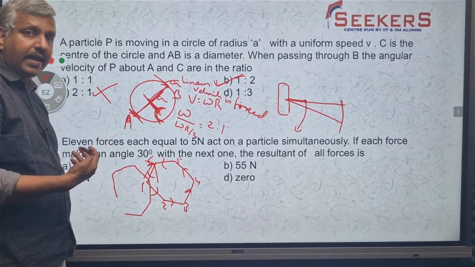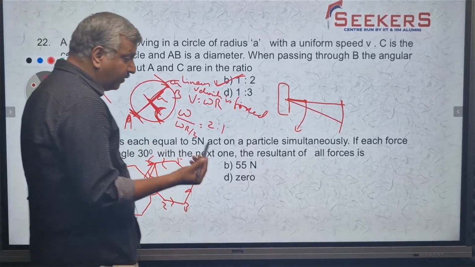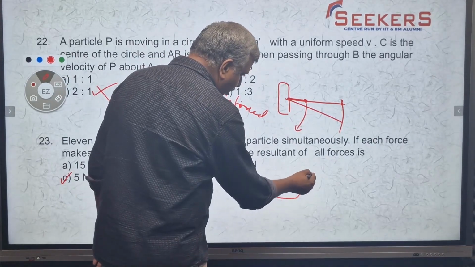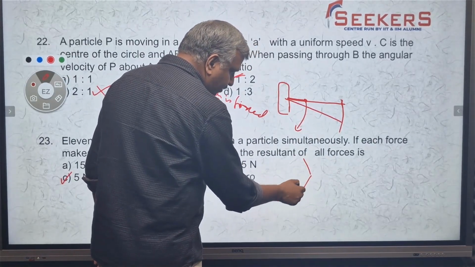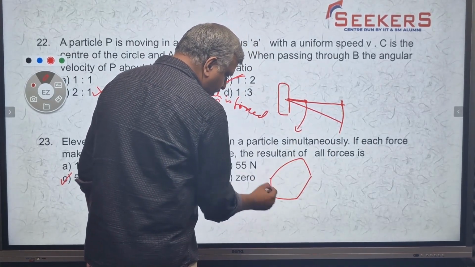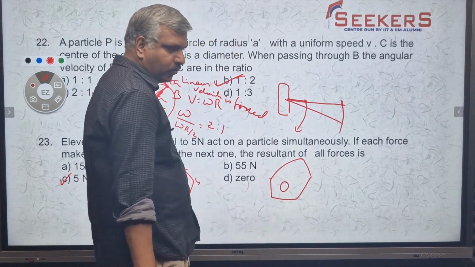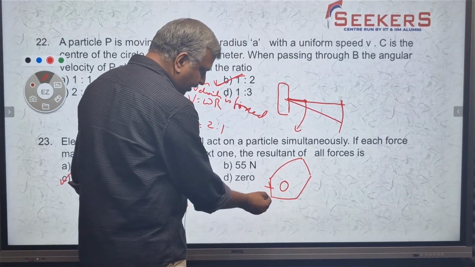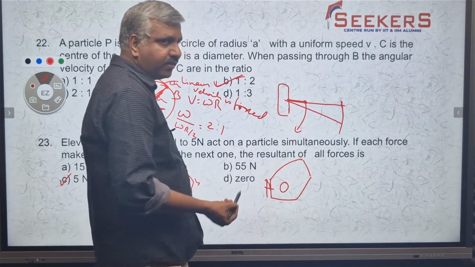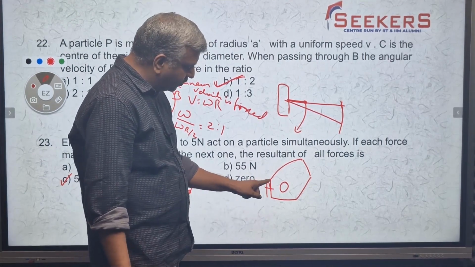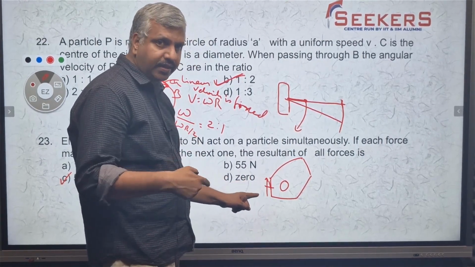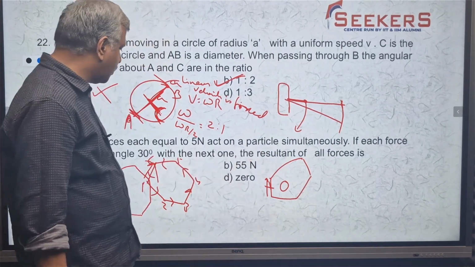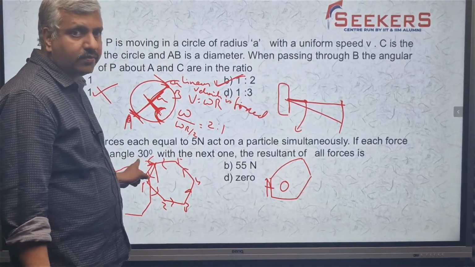One is missing. According to the parallelogram law, if many forces are acting at a point and you join them such that one tail is on the head of the other and it forms a closed figure, the resultant of this is 0. If it doesn't form a closed figure, you take the tail and join to the head. That will give you the resultant. So if I take the tail and join it to the head, it will be the 12th side. The 12th side will be the same because it's a regular polygon, because the angle is 30. 30 into 12 is 360.